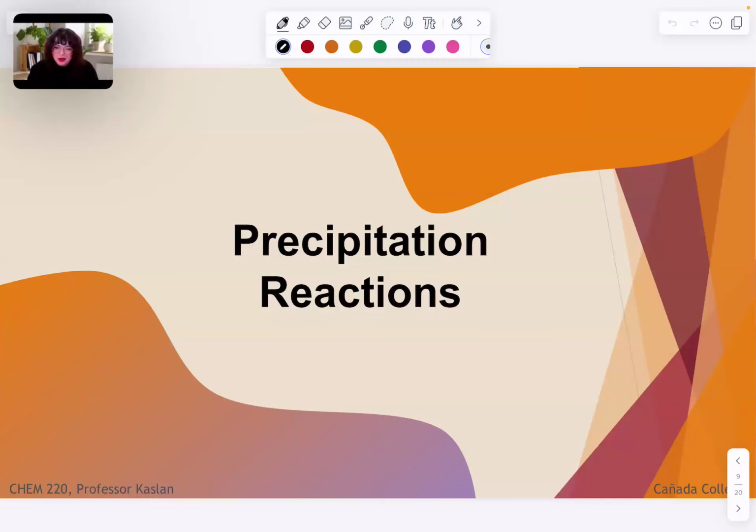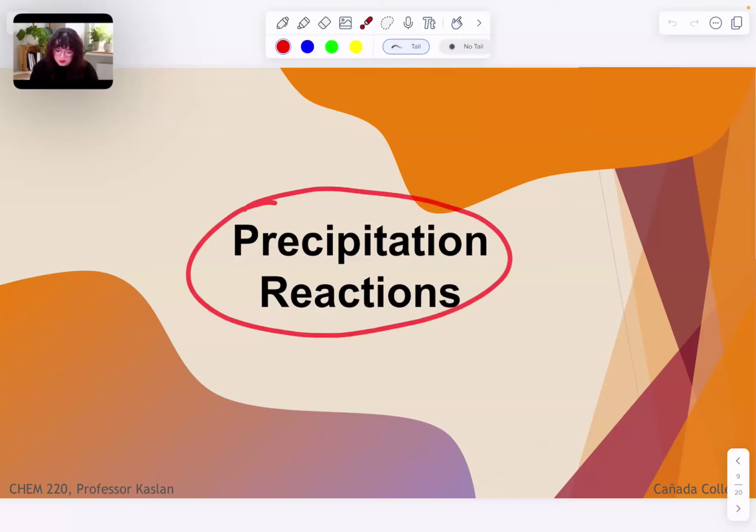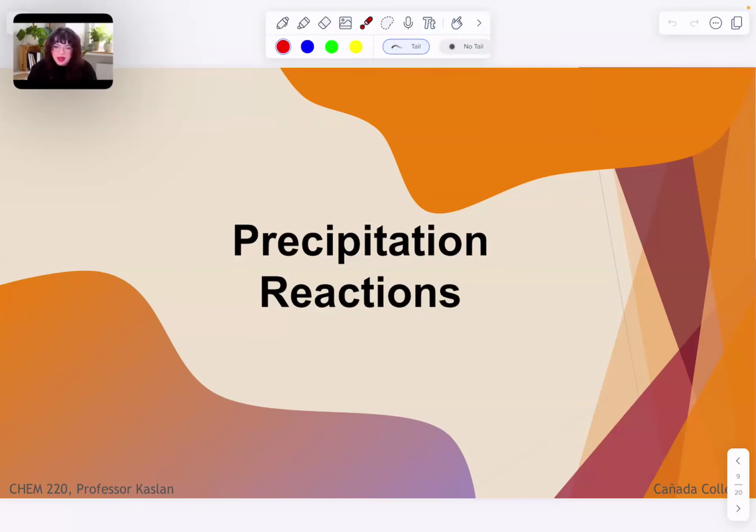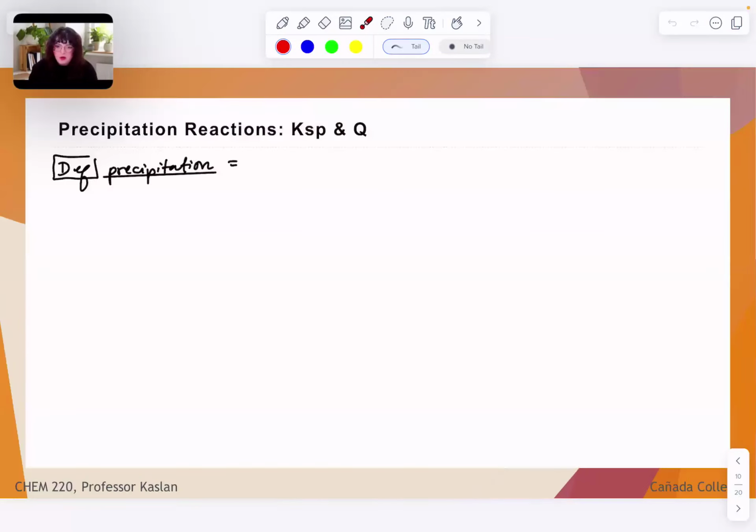Hello. Welcome to our continued conversation about solubility equilibrium, where we are now going to frame what we understand about the solubility product and molar solubility of an ionic substance into what happens when we look at a precipitation reaction. So, in order to understand the relationship between solubility equilibrium and the process of precipitation, let's remind ourselves about what a precipitation reaction actually is.